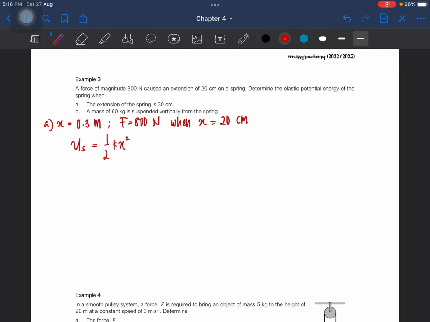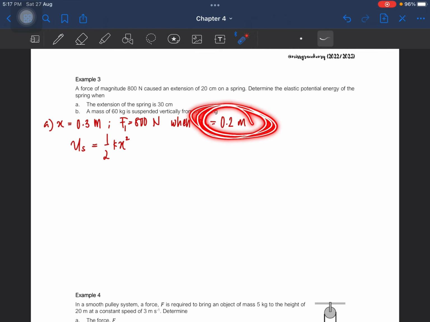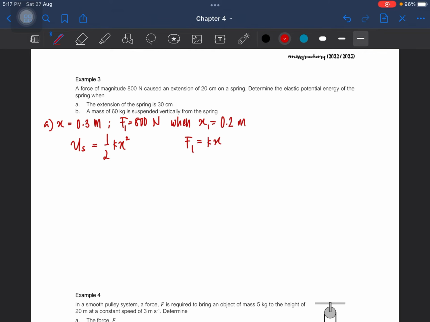Okay. So sekarang ni x yang kita mau cari is x. Elastic potential energy yang kita mau cari is when extension is equal to 0.3 meter. Tapi sekarang ni kita ada nilai force when the extension is equal to 0.2 meter saja. Okay. So sekarang ni kita perlu cari nilai k. k ni kita tiada. So how do we do that is by using F equal to kx.